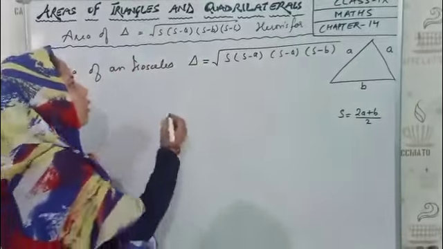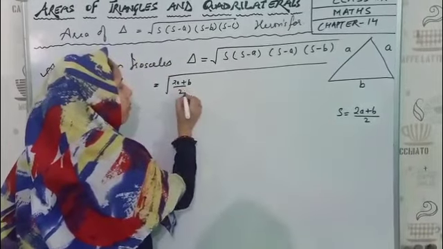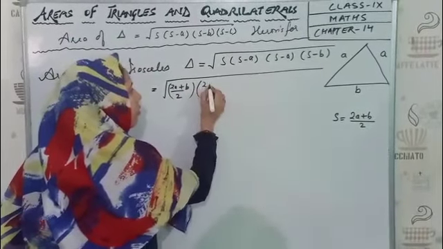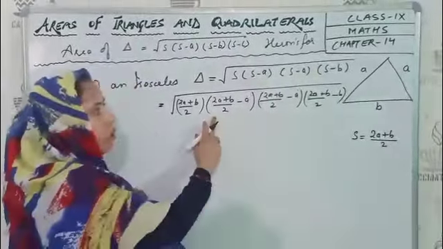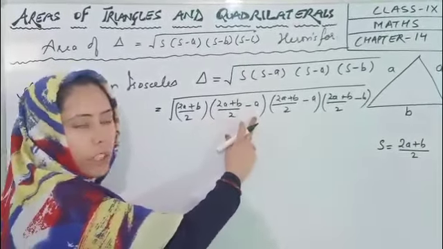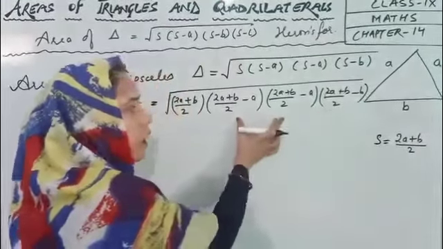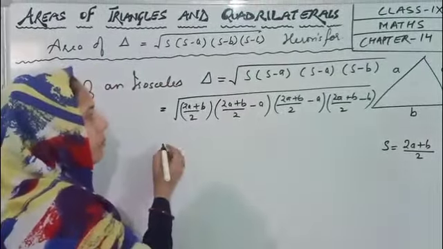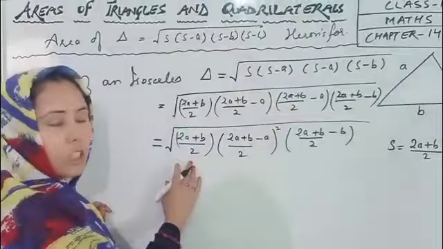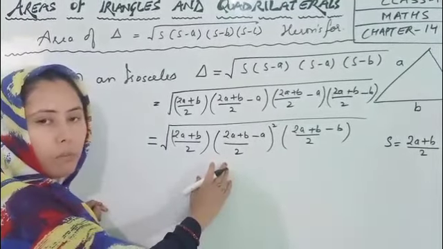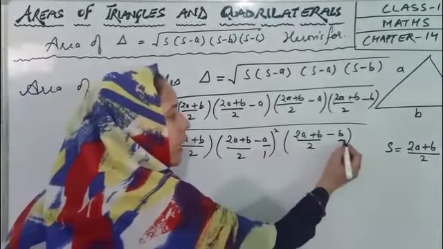Now we will put these values in this formula. Putting the values of s over here, we will get 2a plus b by 2, minus a, 2a plus b by 2 minus a, and 2a plus b by 2 minus b. Again the bases are the same, so powers will be added, so it will become 2a plus b upon 2 multiplied by 2a plus b by 2 minus a, and 2a plus b by 2 minus b. Now we will take LCM in the next step.